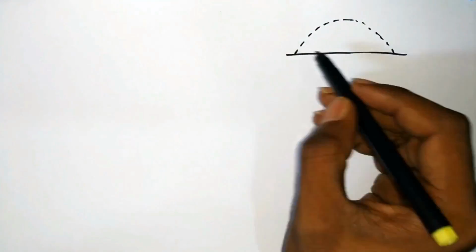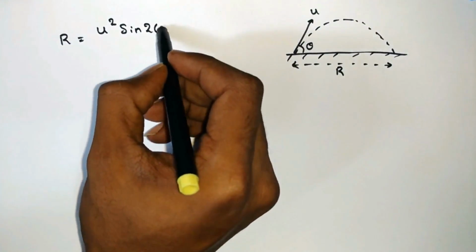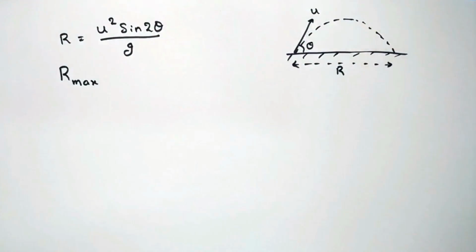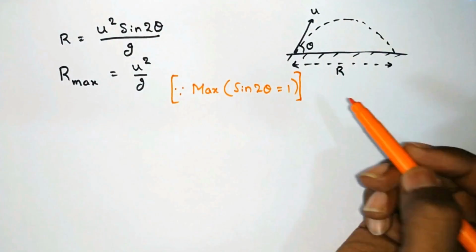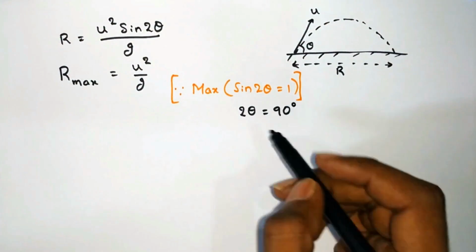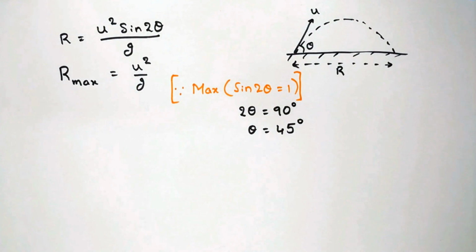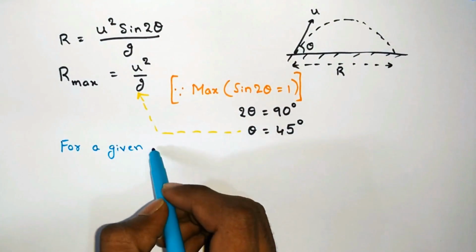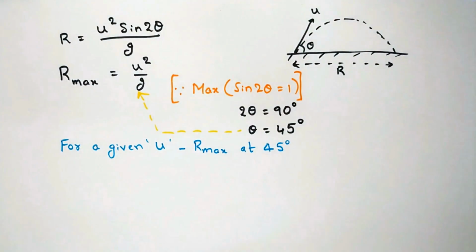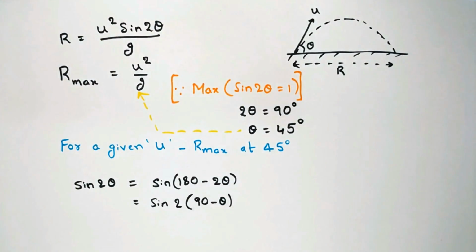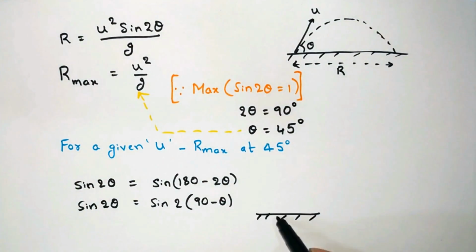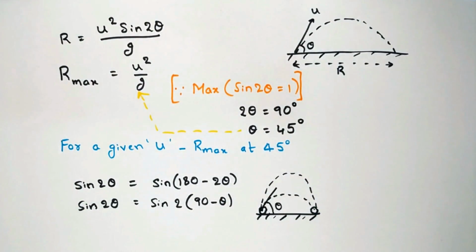Till now we have seen how to find the range of the projectile, and for a given velocity u, the maximum range that can be attained is u square by g, because the maximum value of sin 2 theta is 1, which implies 2 theta equal to 90 degrees. That is theta equal to 45 degrees. So in order to attain a maximum range, we have to throw the projectile at 45 degrees for a given velocity. We can write this sin 2 theta as sin of 180 minus 2 theta, which shows sin 2 theta is equal to sin of 2 into 90 minus theta. So we can say that for a given velocity, thrown at an angle of theta or 90 minus theta will result in the same range of the projectile.